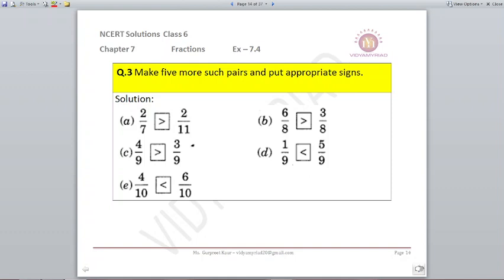Make 5 more such pairs and put appropriate signs. So we have 2 upon 7 which will be greater than 2 upon 11. We have 6 upon 8 greater than 3 upon 8. 4 upon 9 greater than 3 upon 9. 1 upon 9 is less than 5 upon 9. And 4 upon 10 less than 6 upon 10.